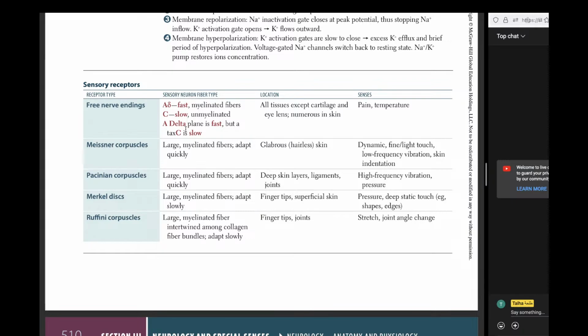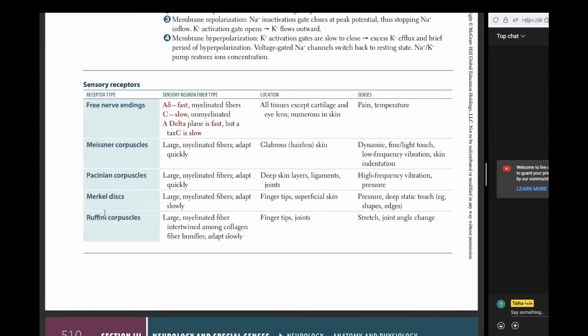Meissner corpuscles are large myelinated fibers. They adapt quickly. These are located in hairless skin. They are dynamic, fine/light touch, low frequency vibration, and skin indentation. Pacinian corpuscles are large myelinated fibers. They adapt quickly. They are in deep skin layers, ligaments, and joints. These are high frequency vibration and pressure. Merkel discs are large myelinated fibers, adapt slowly. They are in the fingertips and superficial skin. They sense pressure and deep static touch. And then Ruffini corpuscles are large myelinated fibers intertwined among collagen fiber bundles. They adapt slowly. Fingertips and joints, they are found, and they sense stretch and joint angle change.